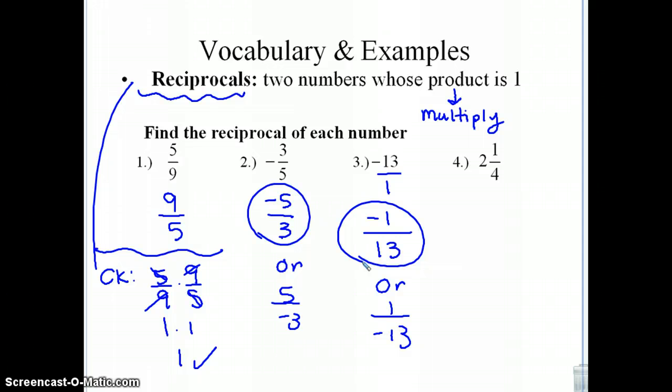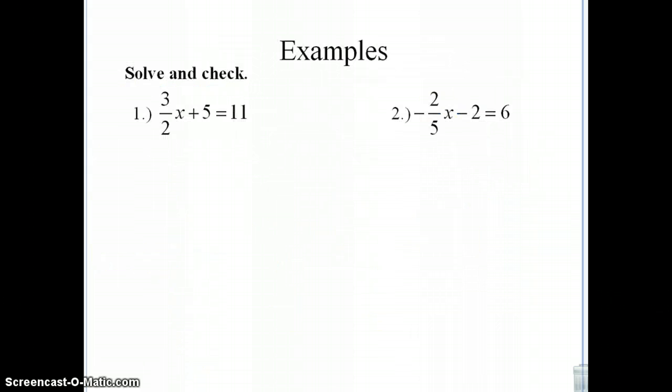Number 4, we have some problems because it is not a fraction, it is a mixed number. So we have to turn it into an improper fraction by multiplying the denominator by the whole number and then adding the numerator. So I get the improper fraction of 9/4. Our final reciprocal for that would be 4/9. With that idea of reciprocals and what we've learned previously, we'll begin solving and checking the next 6 problems today.